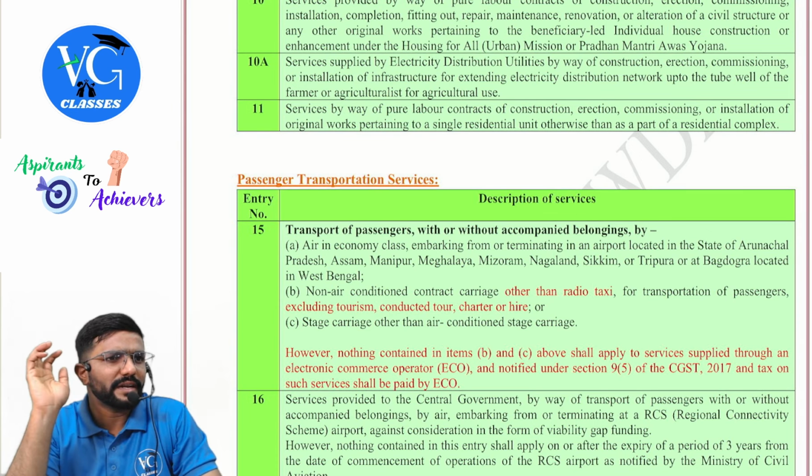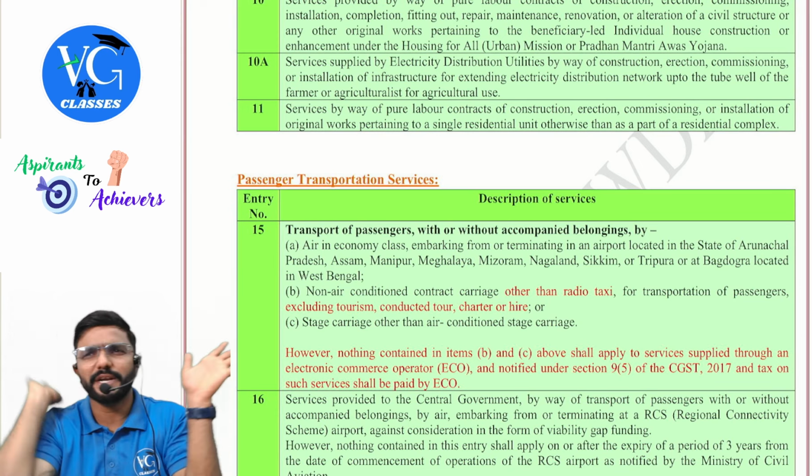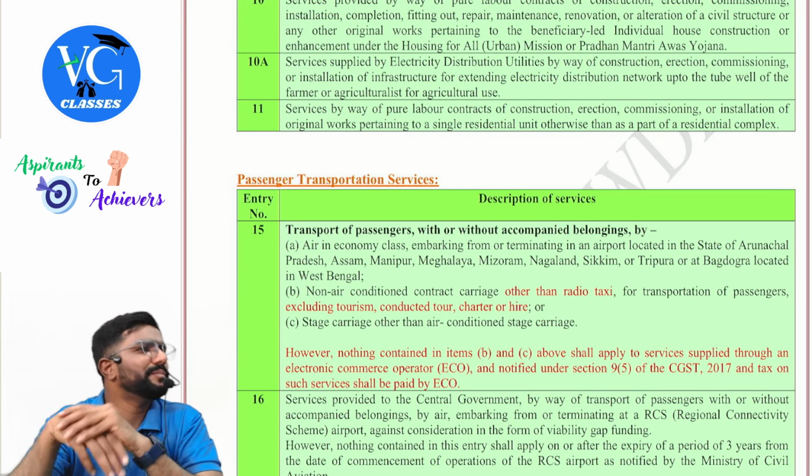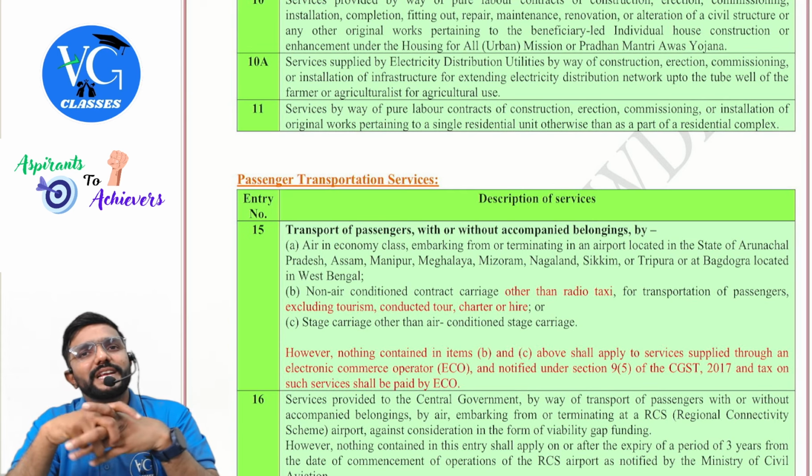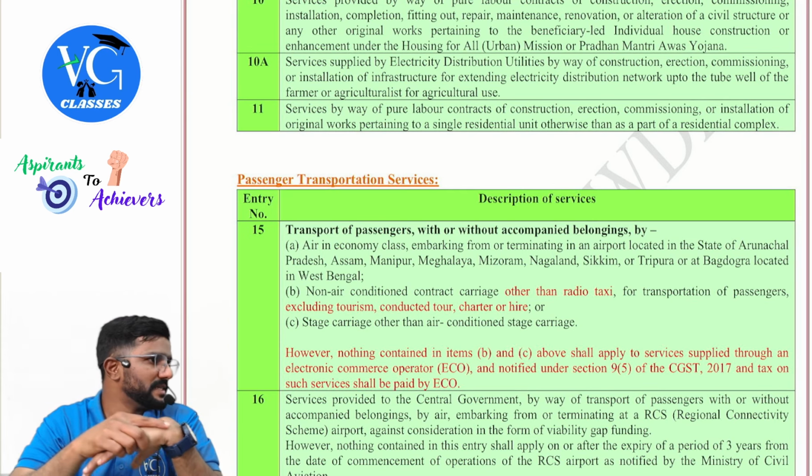Next, I will give one more example. I appoint a contractor. I will tell, sir, you only buy all the items. Tell me one lump sum amount, I will pay you. Goods plus services, both you provide for us. In that case, is it exempt? No, it is not exempt.